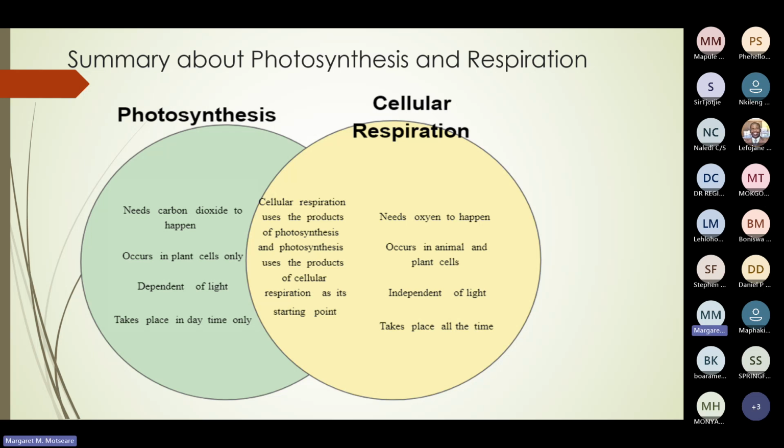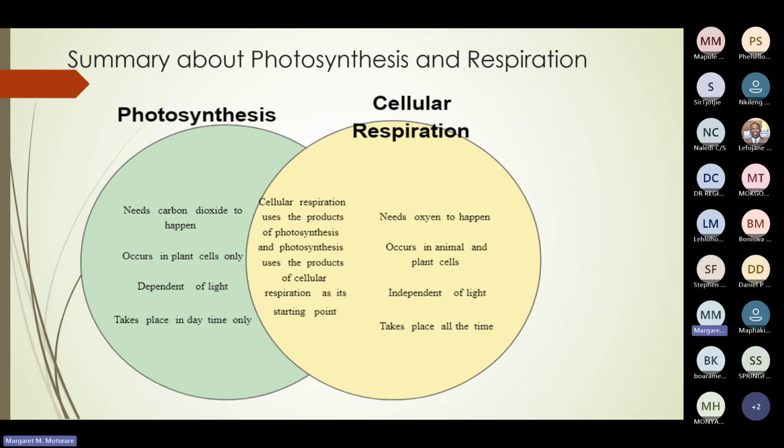Remember that we said that photosynthesis takes place inside the leaves. That is where the process happens. It occurs in plant cells only. It means photosynthesis cannot happen in animals. It only happens in plants. And then it is dependent on light. It means there must be light in order for the process to take place. And then it takes place in daytime only, when there is light. At night, the process of photosynthesis is not happening. It stops because there is no sunlight.